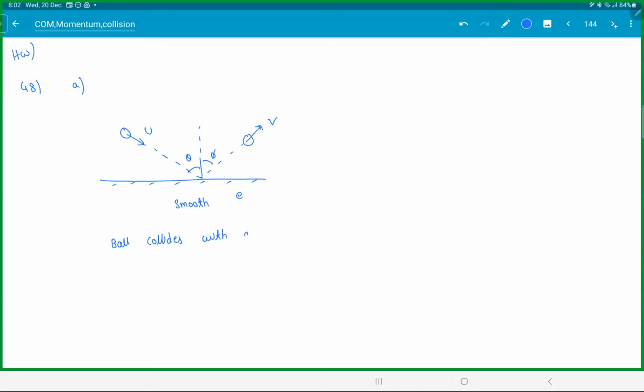The ball collides with a floor with speed U at angle theta, and bounces off with speed V and angle phi. The first one is fine. This part is a standard question.